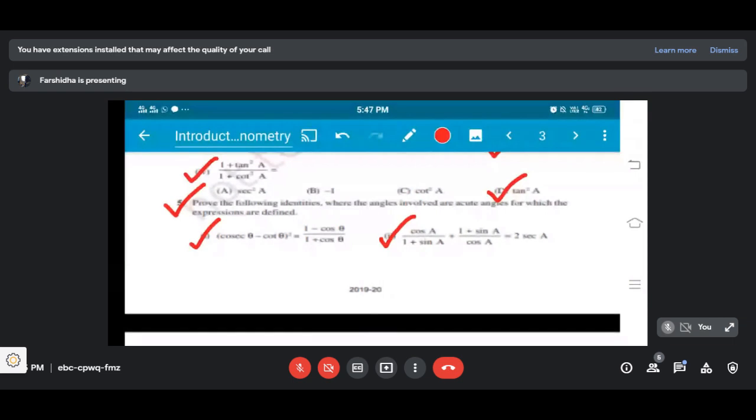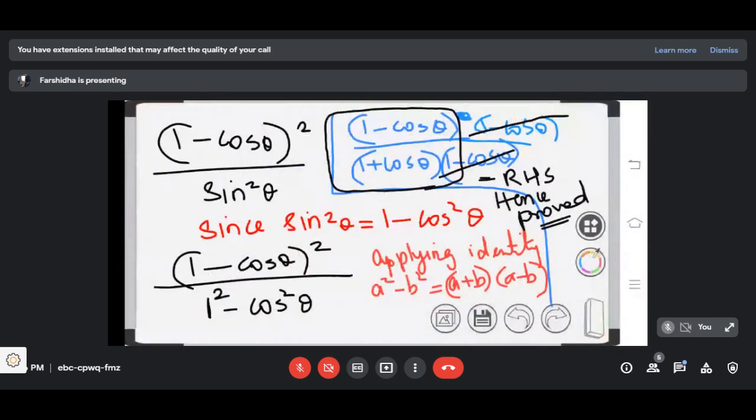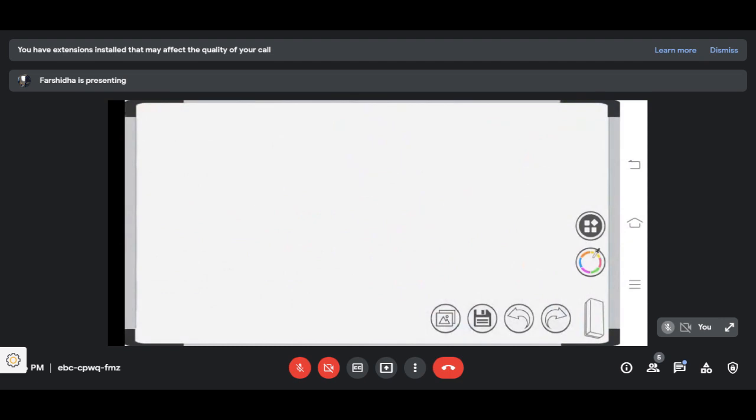Second one: cos A divided by 1 plus sin A plus 1 plus sin A divided by cos A equal to 2 sec A. So LHS is cos A by 1 plus sin A plus 1 plus sin A divided by cos A.